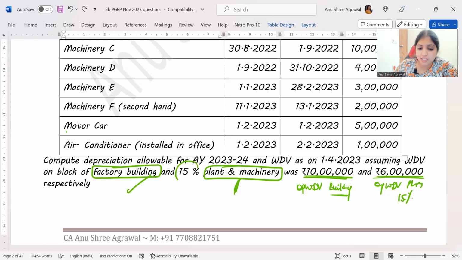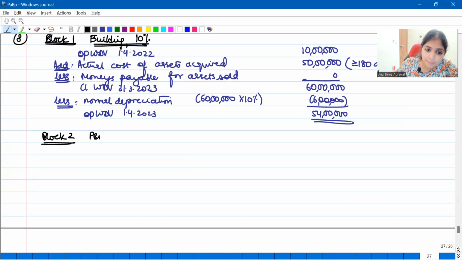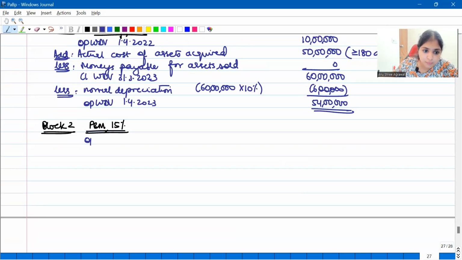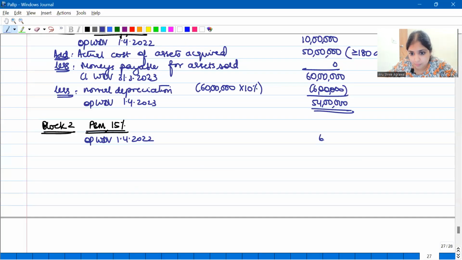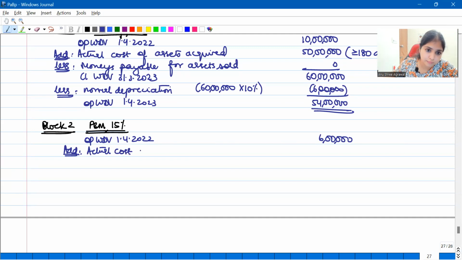But here this plant and machinery is 15% plant and machinery, opening WDV 6 lakhs. So what's a category of asset? Plant and machinery. What's a depreciation rate? 15%. So all the assets which belong to plant and machinery category and also 15% depreciation rate, I'll put them under this block. Okay. So under this, as usual, we will start with opening WDV on 1st April 2022, which is right here, 6 lakhs. Then to this, we will add actual cost of assets acquired.